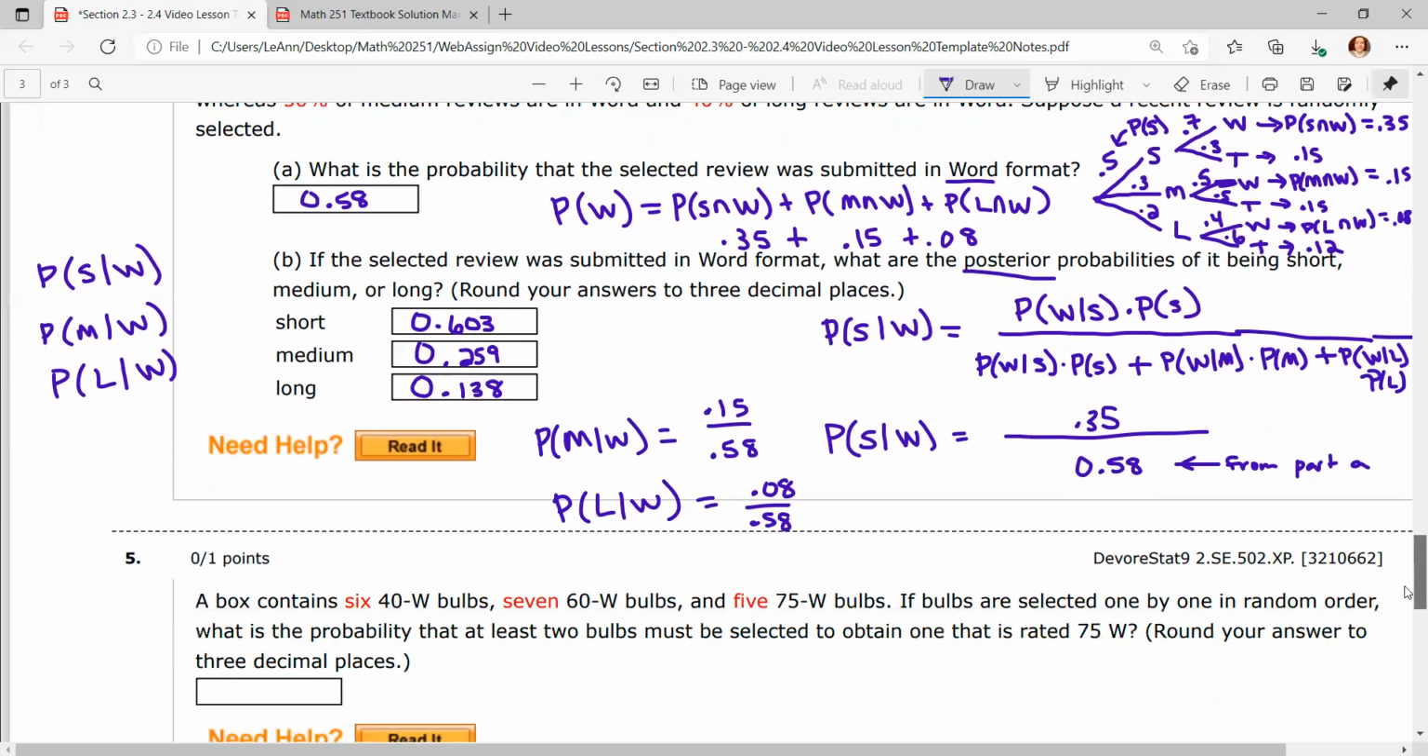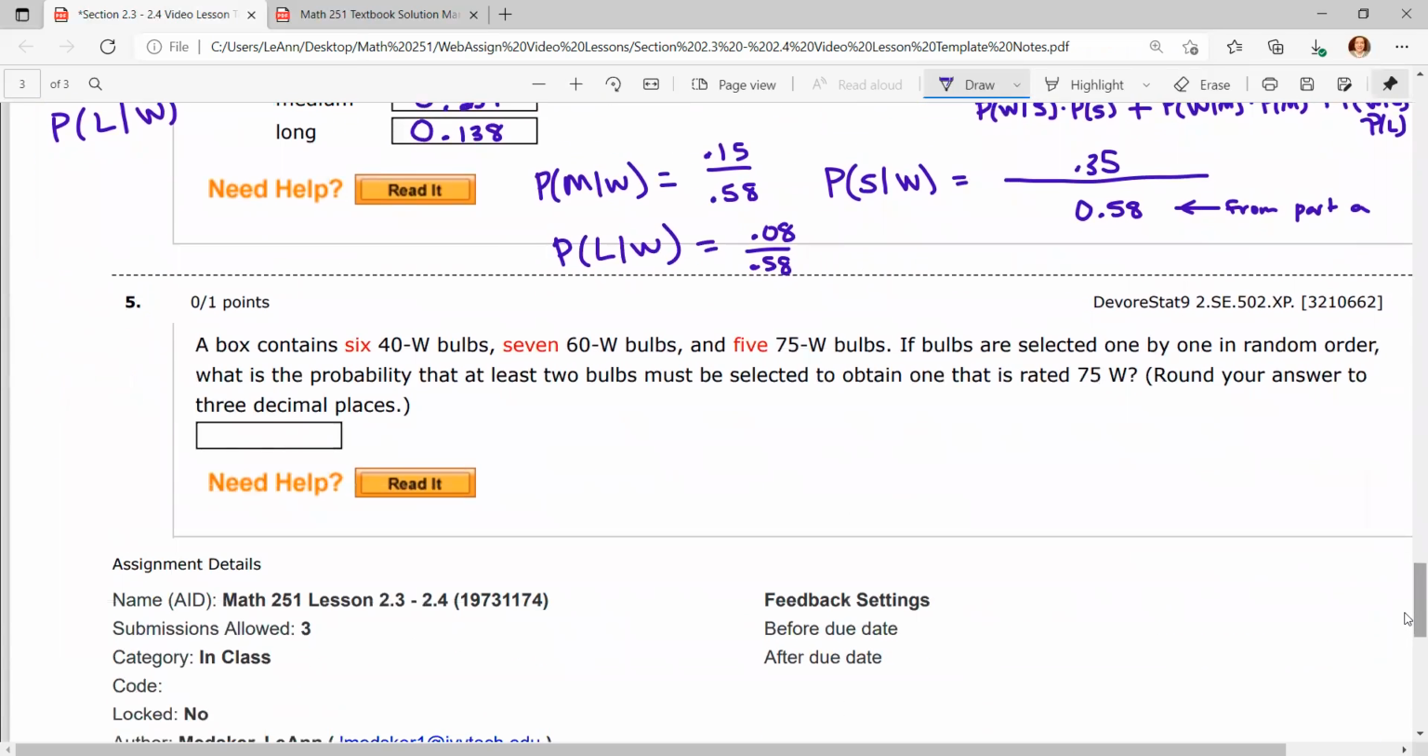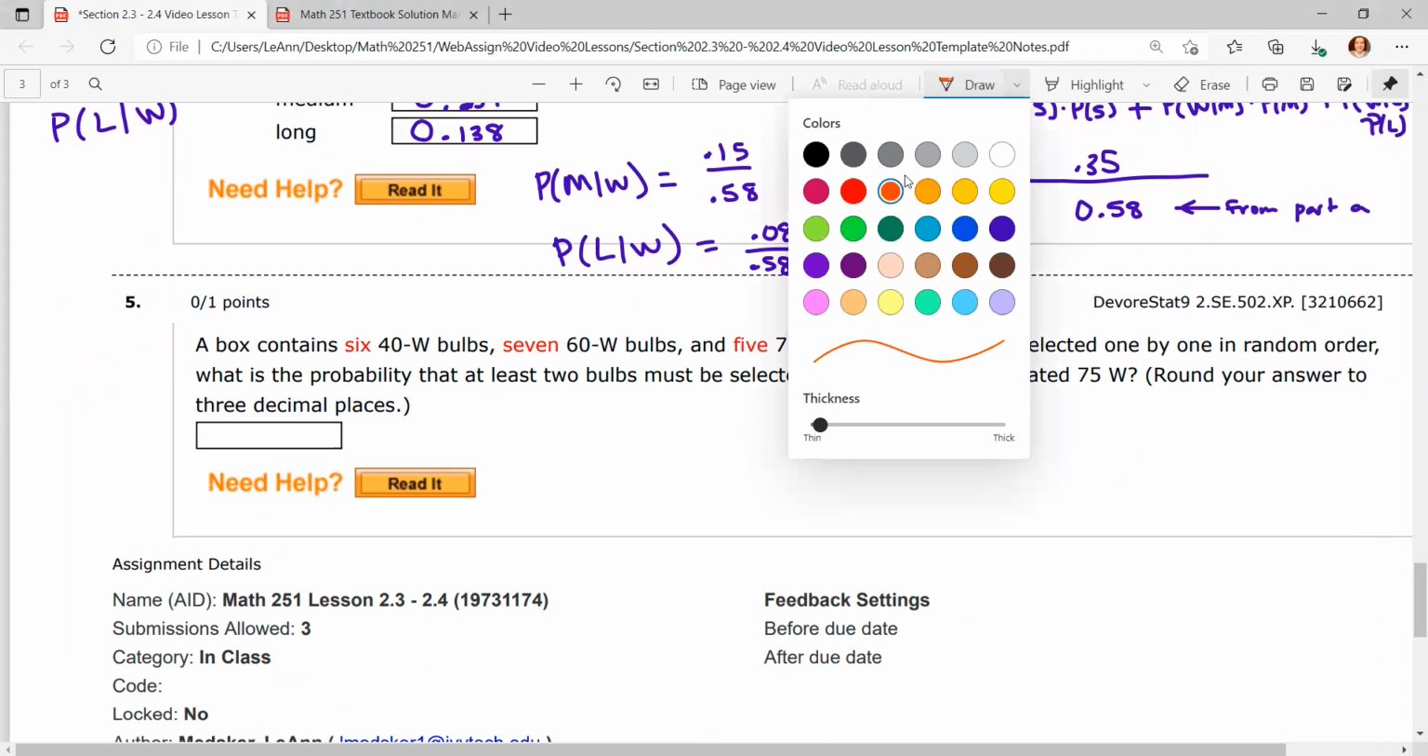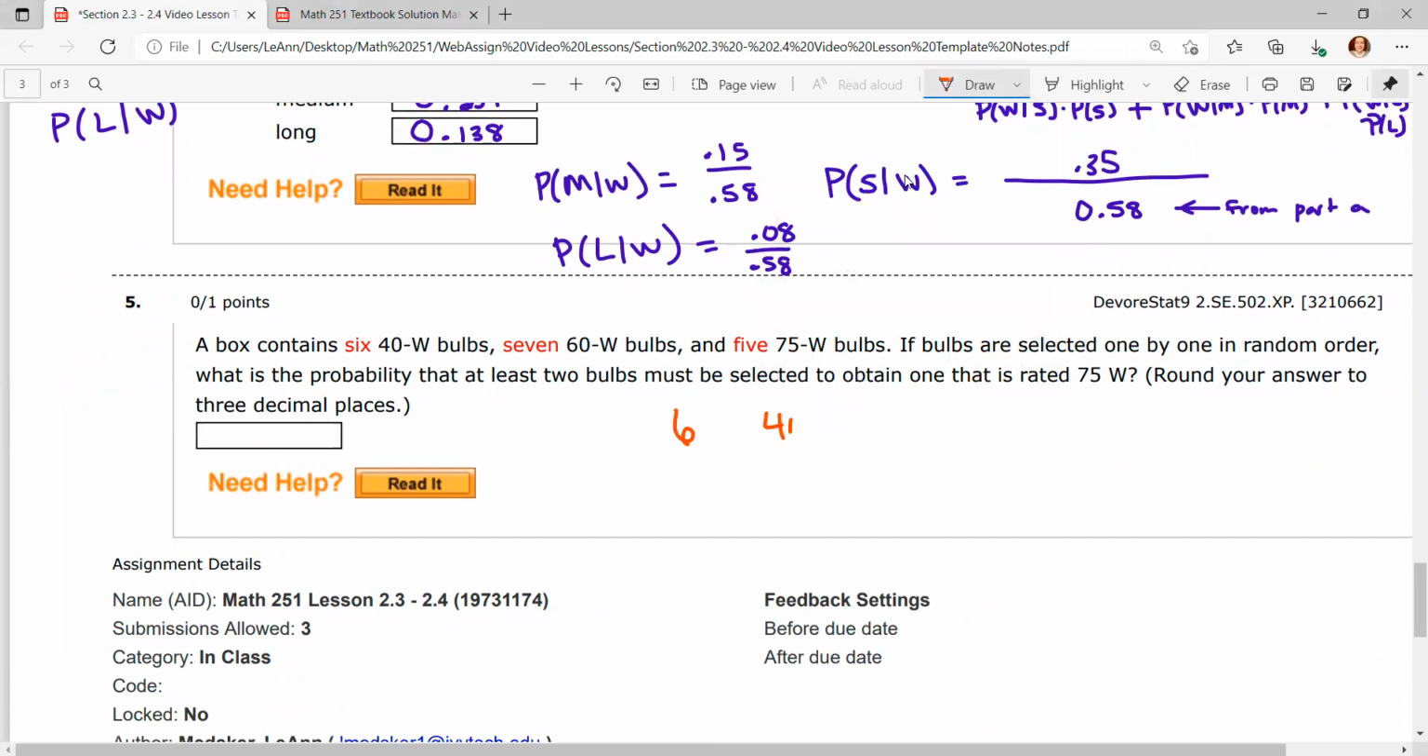And then our last one for the section 2.3, 2.4 video, just one that I find that is simple, but students will make it harder because we're fixated on a lot of the wording in the problem. So it says a box contains 6 40-watt bulbs. So let me write this down. So we have 6 of the 40 watts. We have 7 of the 60 watts. And we have 5 of the 75 watts. That's a total of, let's see, 12 plus that's 18 bulbs.